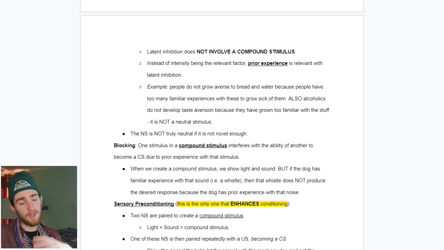There is too much latent inhibition with those things, which is why if I'm trying to make you sick of water, it's not going to happen because you've had too many experiences with it. You've been exposed to it too many times for me to ever trick your brain into thinking that it would make you sick. This is why alcoholics may not develop taste aversion because they have grown too familiar with alcohol. It's no longer a neutral stimulus.